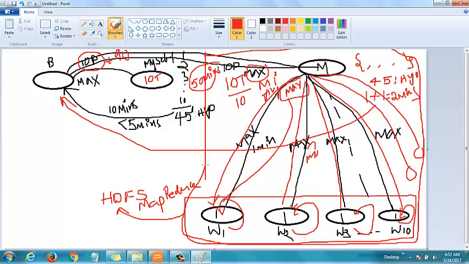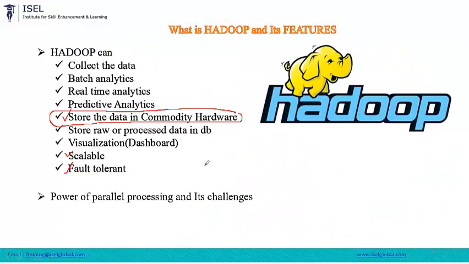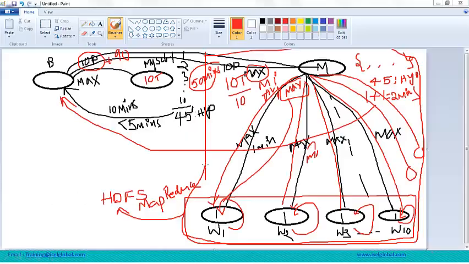So where you have installed the Hadoop software in each and every machine, and if you are going to take care of that, then that will be called a Hadoop cluster. Okay, this is all about parallel processing and its advantages. Then what are the challenges that we have using parallel processing?